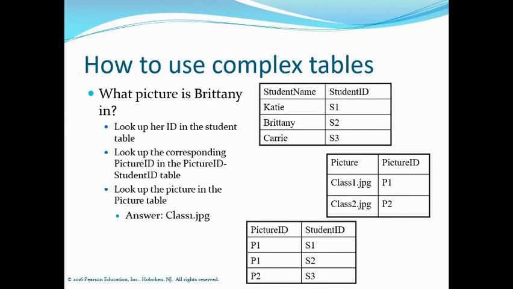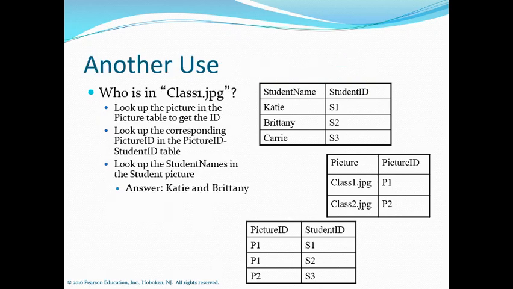So how to use complex tables. What picture is Brittany in? Well, we're going to look Brittany up by her ID like we just did in the student table. And we see that Brittany is S2. Then look in the corresponding picture ID in the picture ID student ID table. And then look up the picture in the picture table. So we can see that Brittany is in class 1. Another use, who is in the class 1 JPEG? Look up the picture, look up the corresponding picture ID, look at the student names, and we can see that it's Katie and Brittany.